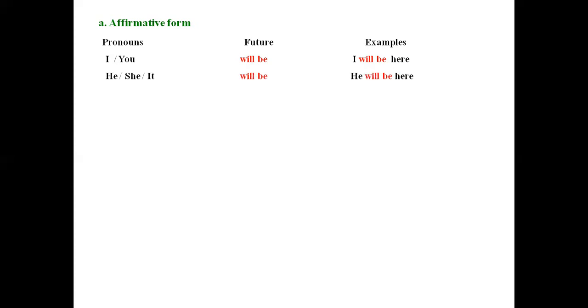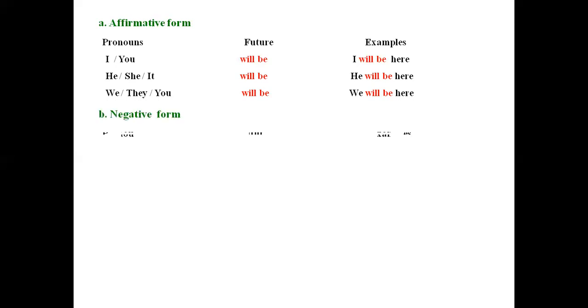With the third personal pronoun, he will be here or she will be here, as it can be, it will be here. With the plural form, we, they, you. We will be here, or they will be here, or you will be here. So it's the same rule, but the only different thing here is that we need to start with will plus be to show the future tense.